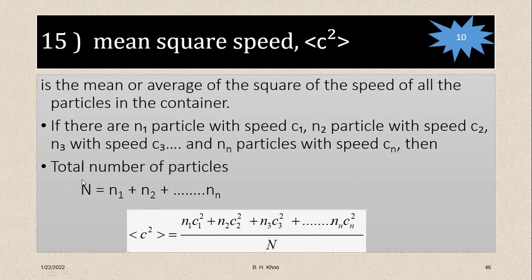So that's the total number of particles. Then N1 times c1 squared, N2 times c2 squared, N3 times c3 squared, and Nn times cn squared. We just add them up. That's all. Know how to calculate this value.